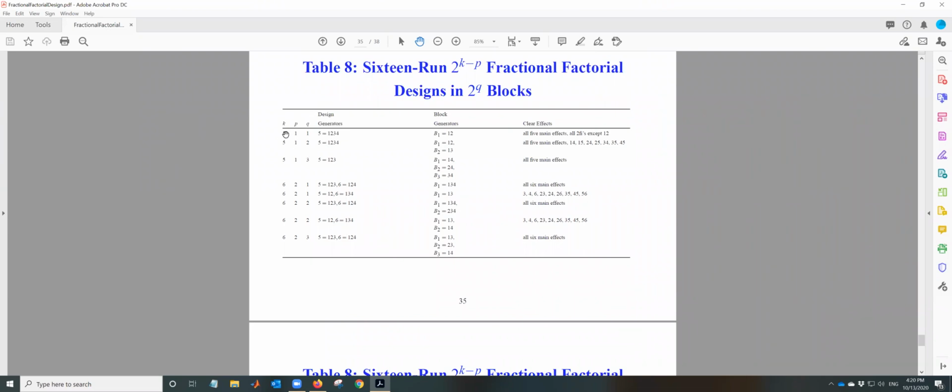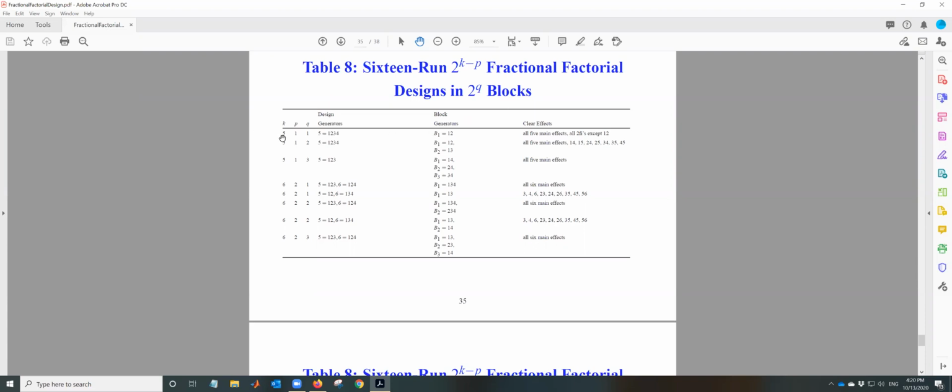So this K, what is K? K is the number of factors you have, okay? And what is P? K minus P is a fraction, 2^(-P) fraction of the design. And Q is the number of blocks, 2^Q is the number of blocks.